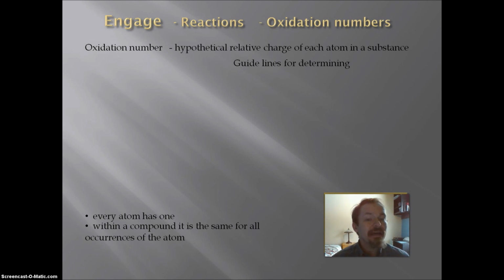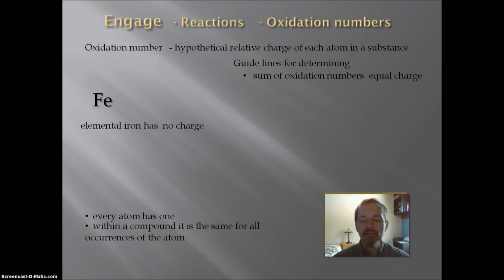So, guidelines for determining oxidation numbers. First thing we want to know is that the sum of the oxidation numbers will equal the charge of whatever it is that we have. If it is neutral, add the oxidation numbers up, you get 0. If it's an ion, you add the oxidation numbers up, you get the charge. So elemental iron has no charge. If we look here, there's only one iron atom, and the whole thing has a charge of 0, so that means the oxidation number of iron has to be 0.